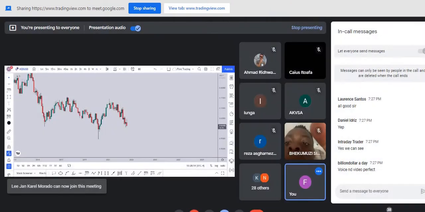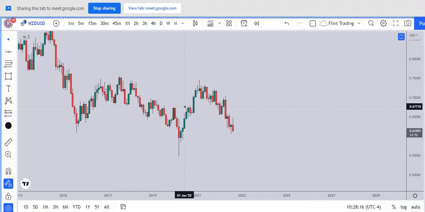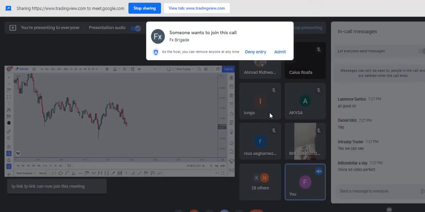But what price did, price came down and again flipped that. So that shows this change of character right there. Just a second.